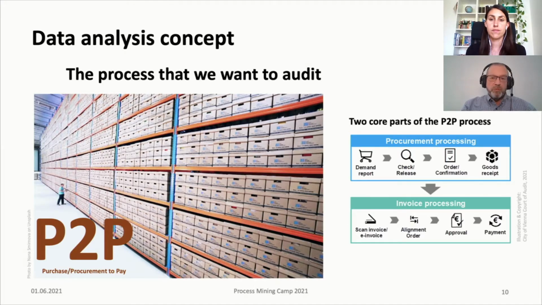In this process, we think there are two core parts of this P2P process from which we want to get insight. The first part is the procurement processing part, and the second part is the invoice processing part, with several underlying tasks that would be done in this process. Another key fact is that the time frame of the audit was, especially for the audit procurements, the year 2019.